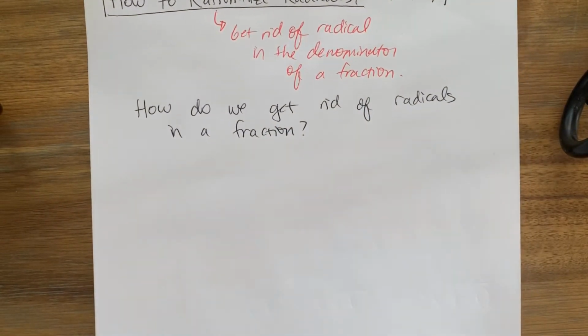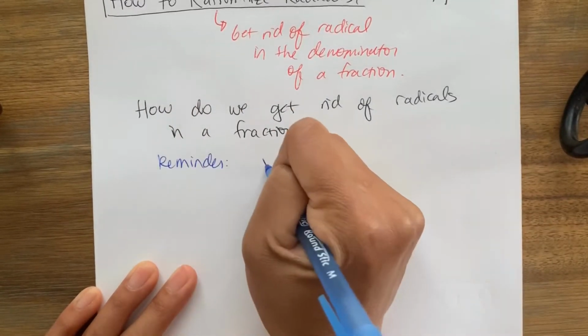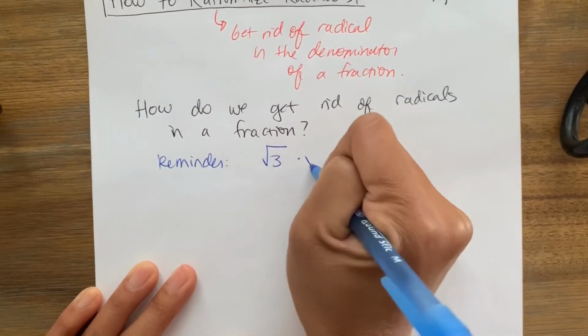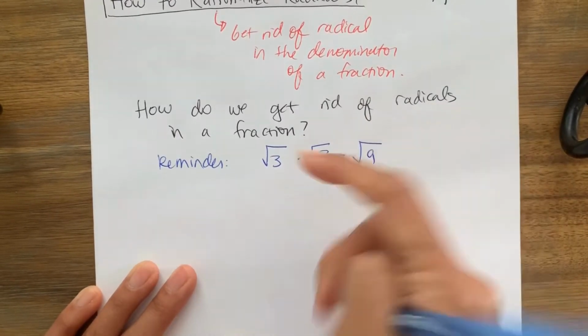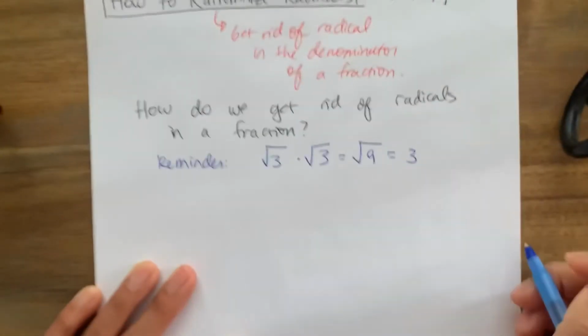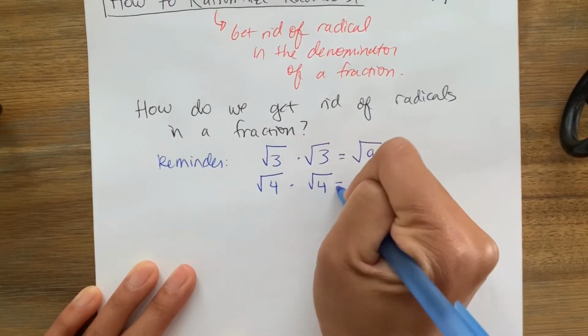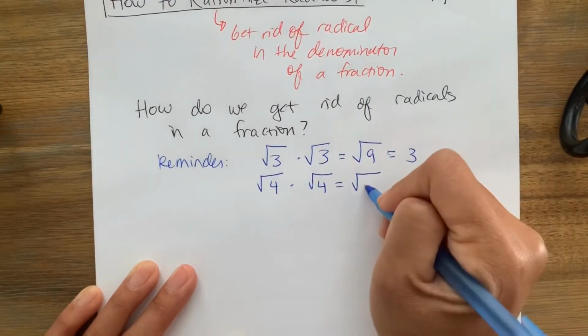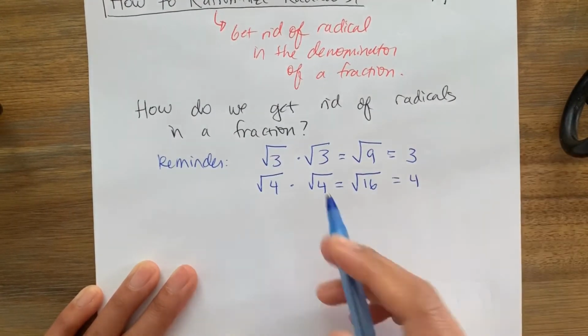Before we get into that, a reminder of a few things. If I had square root of 3 times square root of 3, we're going to get square root of 9, right? 3 times 3 is 9. The square root of 9 is simply 3. Let's look at another one. Square root of 4 times square root of 4 gives the square root of 16, and the square root of 16 is 4. Notice the pattern here.